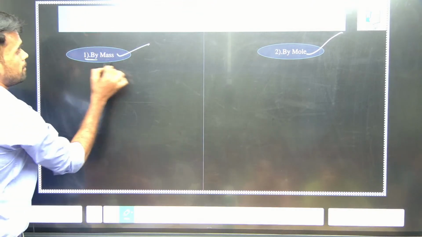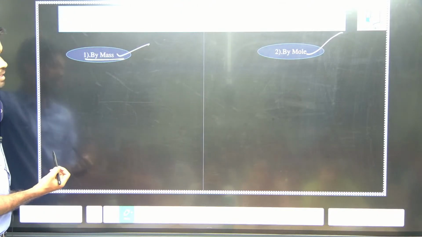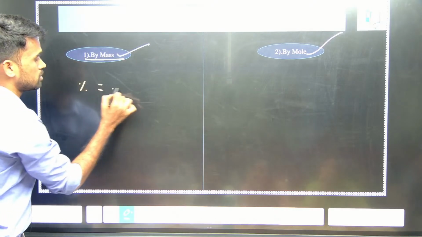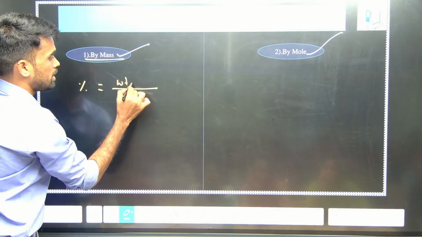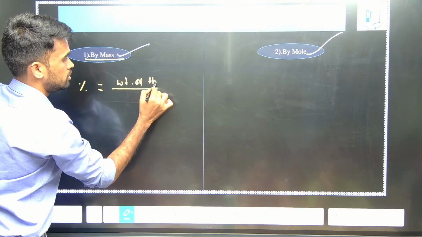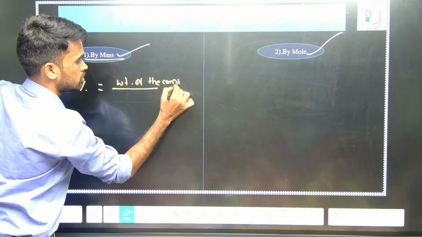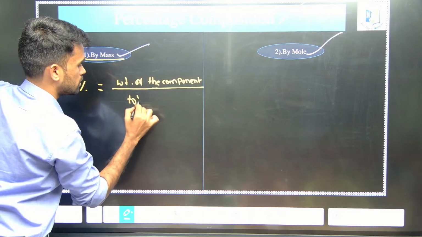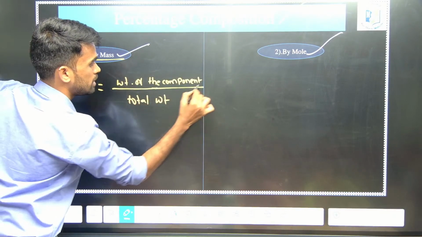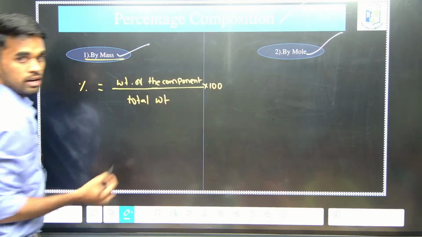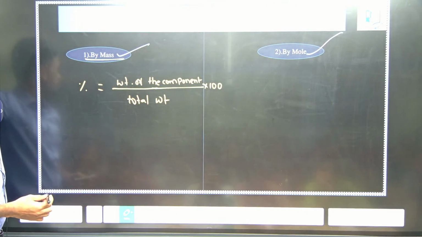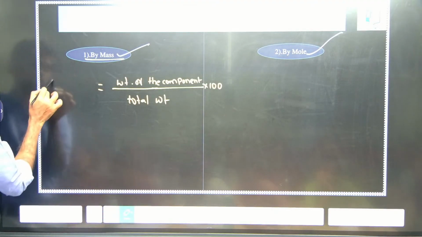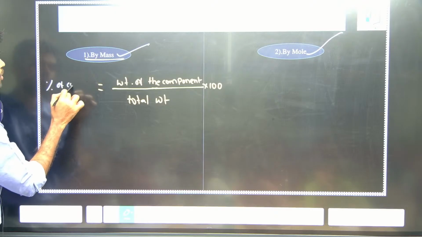Let us discuss percentage composition by mass first. Percentage composition means the weight of the component by the total weight, into 100. What I am saying? So here, if you want, you can write it as percentage of component.